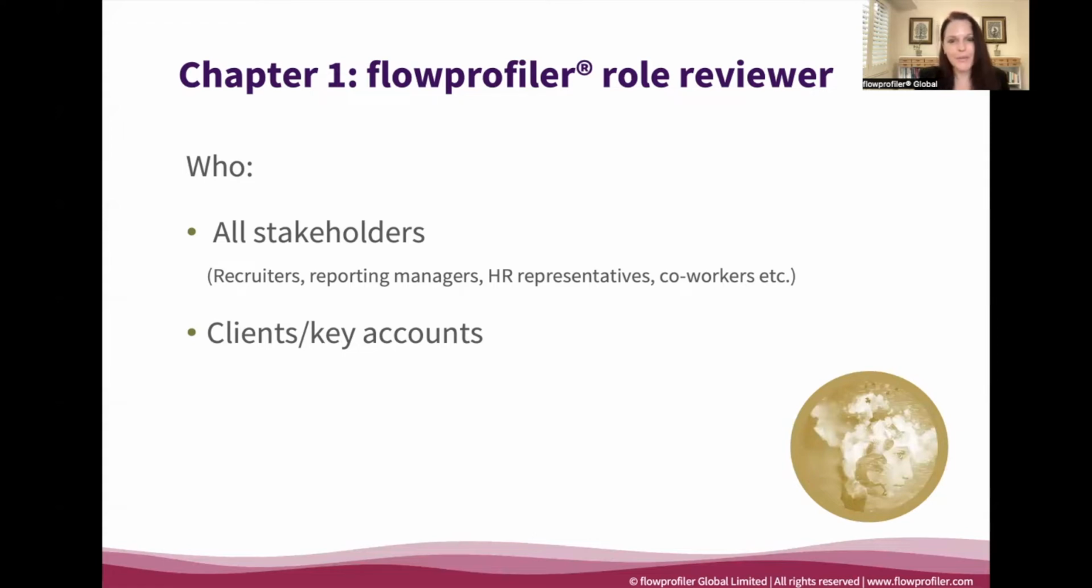The more people that are involved in this process up front, the clearer the outcome will be, the more consensus there will be when it comes to your selection process, and the better job. You are almost crowdsourcing the collective intelligence of the group in this decision-making process.